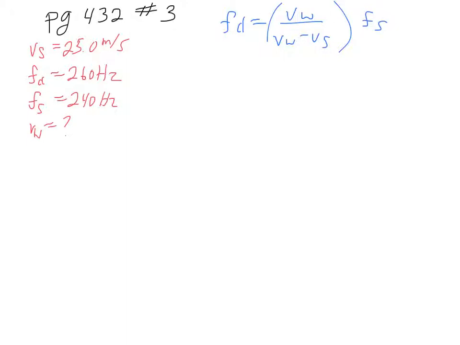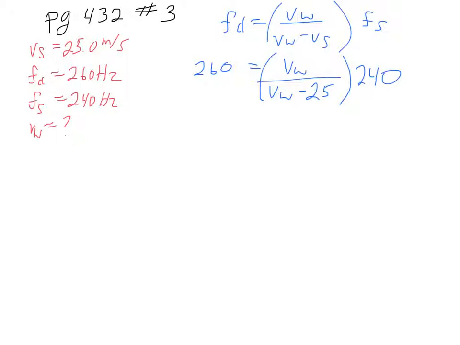So the first thing that probably you want to do is put in your numbers because it makes rearranging a little bit easier. So I'm going to have 260 equals Vw over Vw minus Vs, but my Vs is just 25. I'm not going to put in my units because it makes rearranging a little bit more difficult. So here we go, and now I need to rearrange. So I'm going to use a different color.